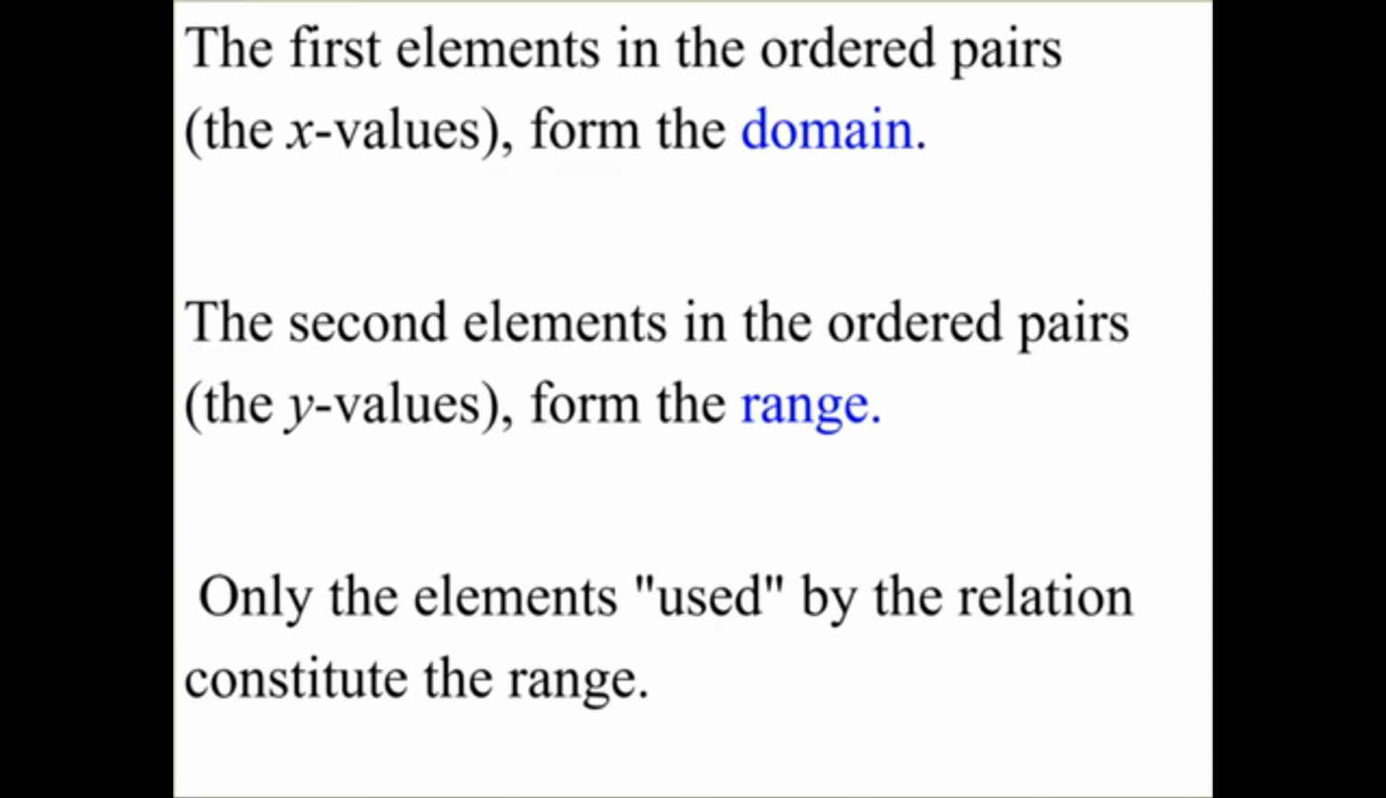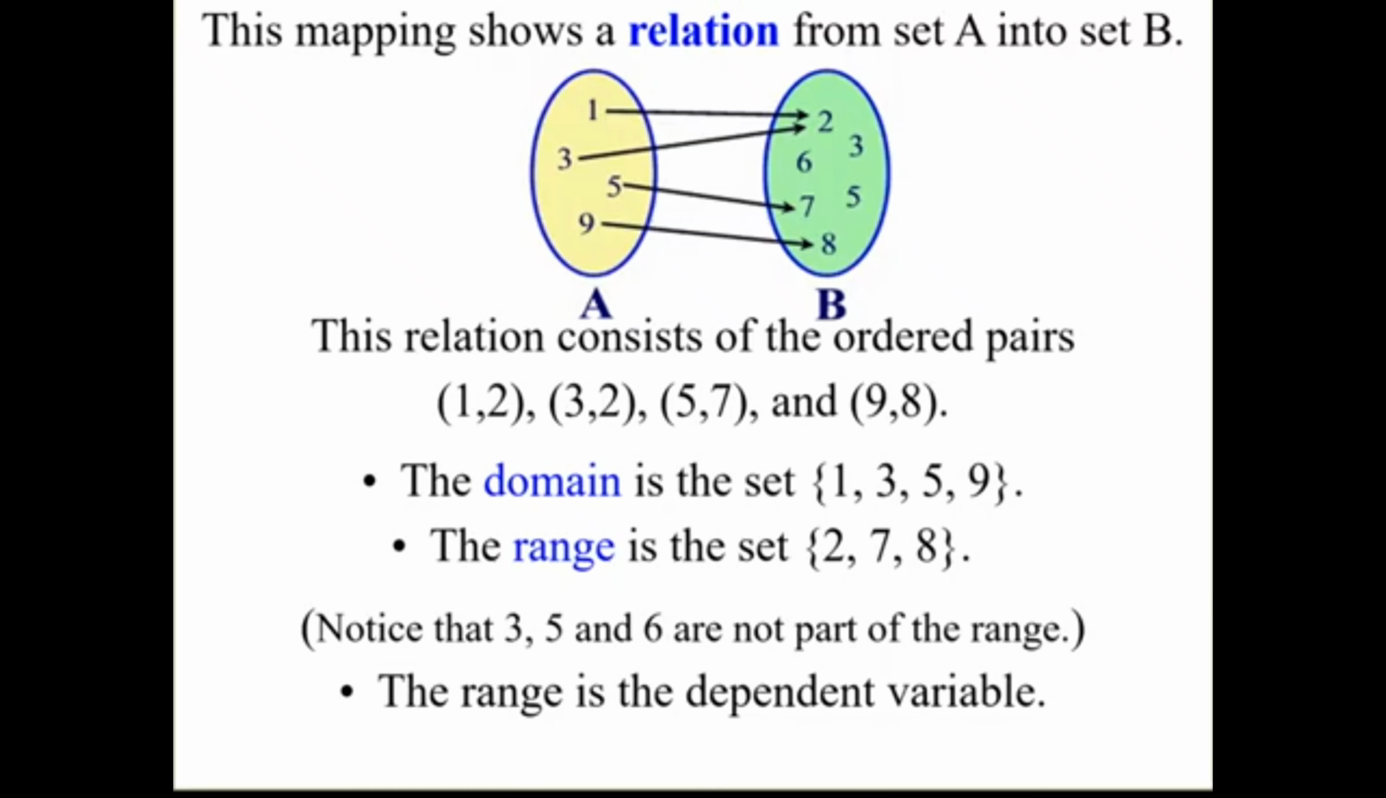Let us remember that the first elements in the ordered pairs, or the x values, form the domain, and the second elements in the ordered pairs, or the y values, form the range. Remember that only the elements used by the relation constitute the range. So for me to explain this, let us have an illustration. This mapping shows a relation from set A into set B.